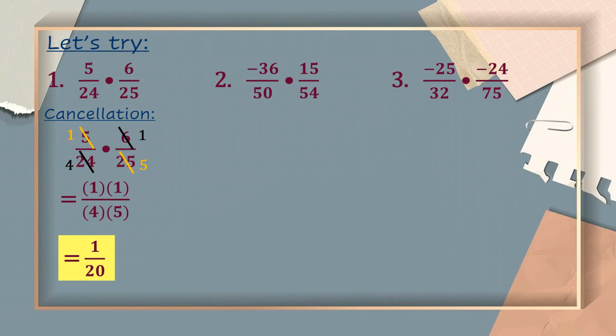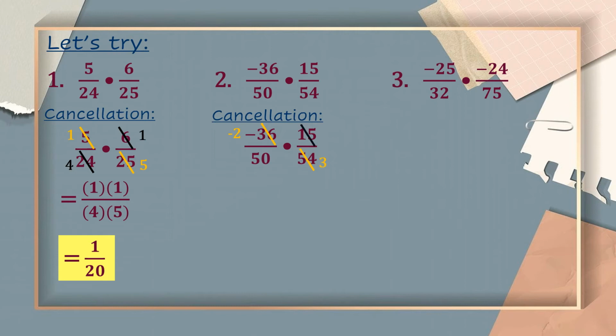So, nakita naman natin na different signs. So, ang ating sagot ay negative. So, hanap tayo ng pwedeng i-cancel. Ang unang pwedeng i-cancel ay si negative 36 at si 54. Pareho silang divisible by 18. So, divide natin si 36 ng 18. So, we have negative 2. Si 54 divided by 18, that is equal to 3.